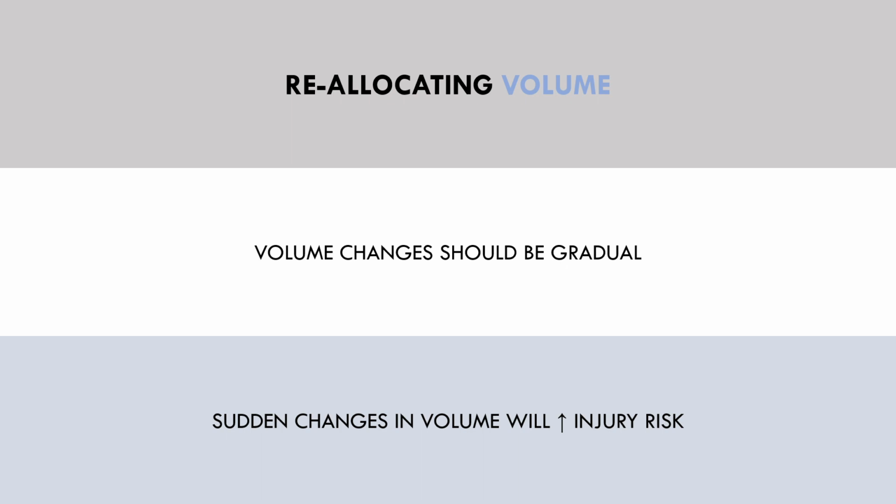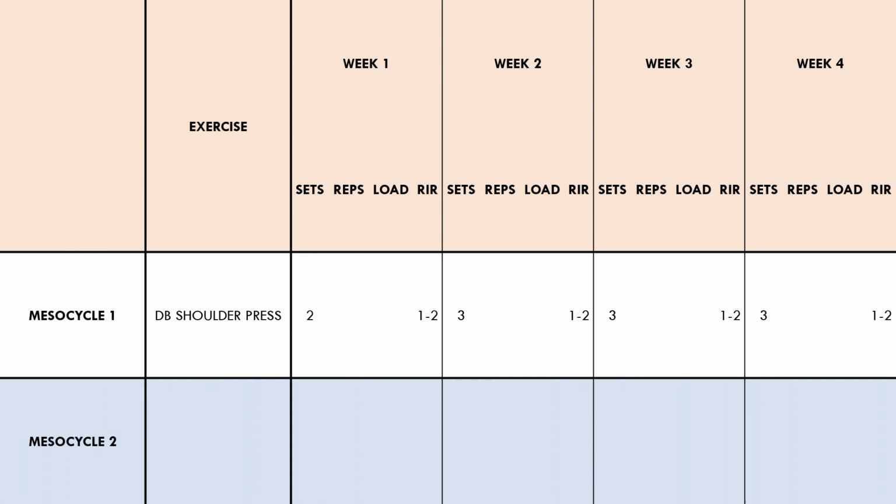Sudden changes in volume generally increase the risk of injury as the joints are not accustomed to that level of stress. And the last variable that we can change from mesocycle to mesocycle is exercise selection. Trainees can change exercises to a similar movement which trains the same muscle group. For example, we may replace the dumbbell shoulder press with a barbell shoulder press. This will train the same muscles, but will use a slightly different form of resistance.